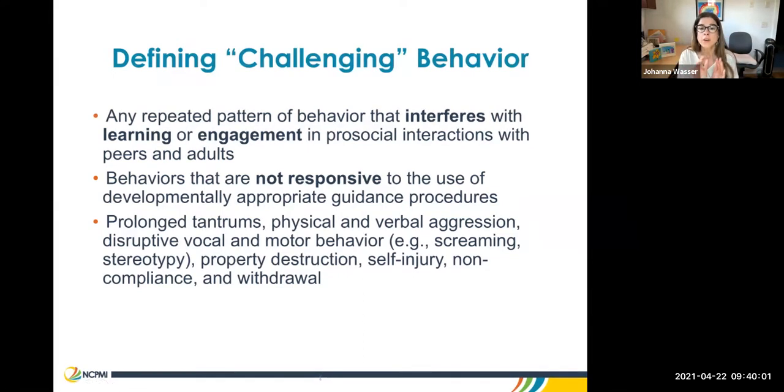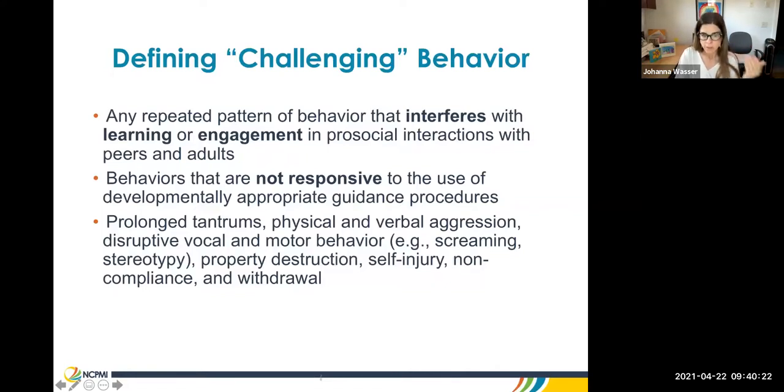So what we know is if children are engaged in the daily routines, we see a very low incidence of challenging behavior. So engagement is a big thing that we need to stay focused on. But when we see that interference, that is a sign for us, like, ooh, okay, we need to help support this child a little more.